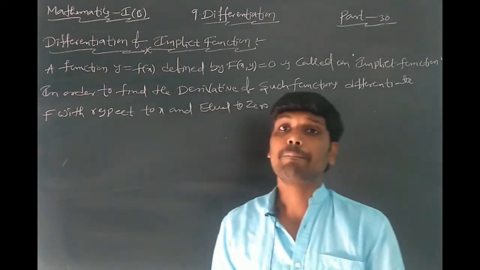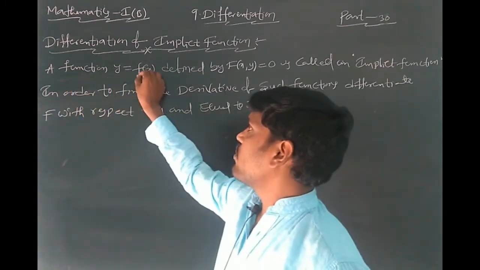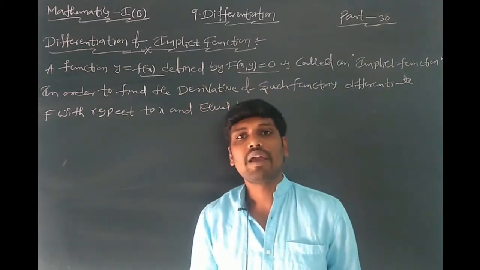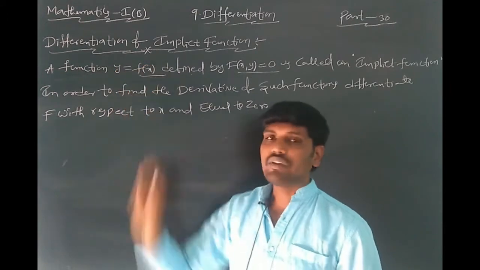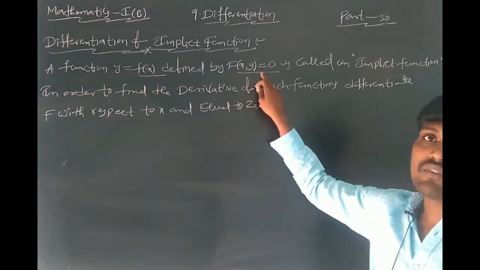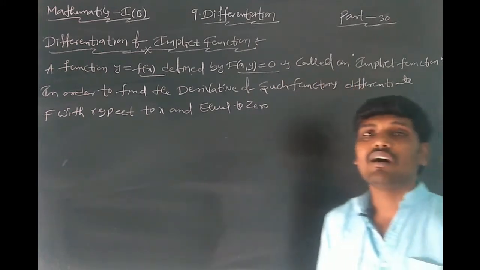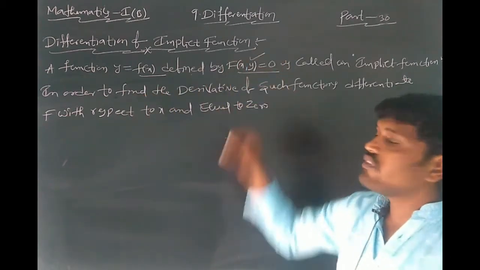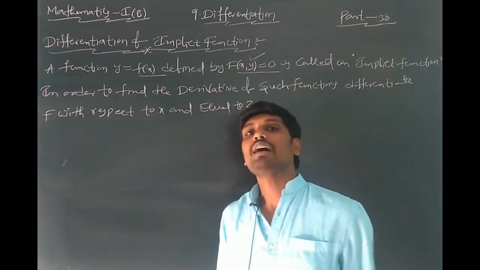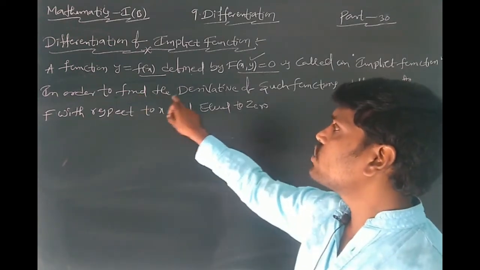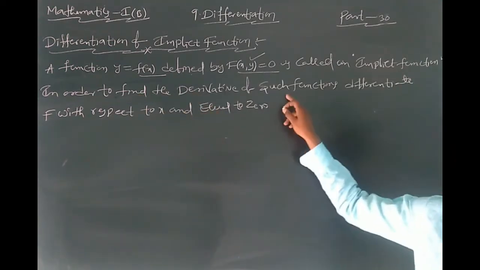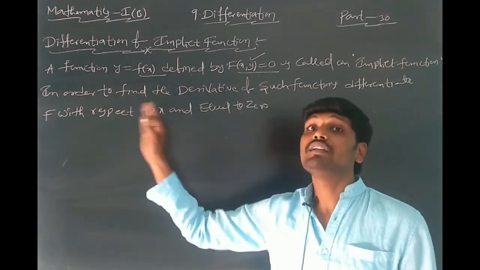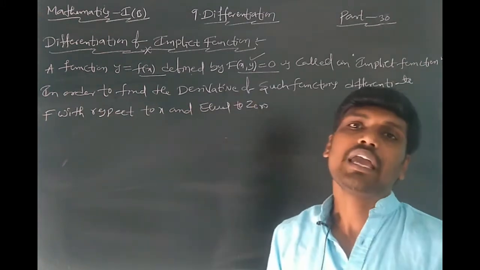What is the meaning of implicit function? A function y equals f of x defined by capital F of x comma y equal to 0 is called an implicit function. In order to find the derivative of such an implicit function, differentiate F with respect to x equal to 0.